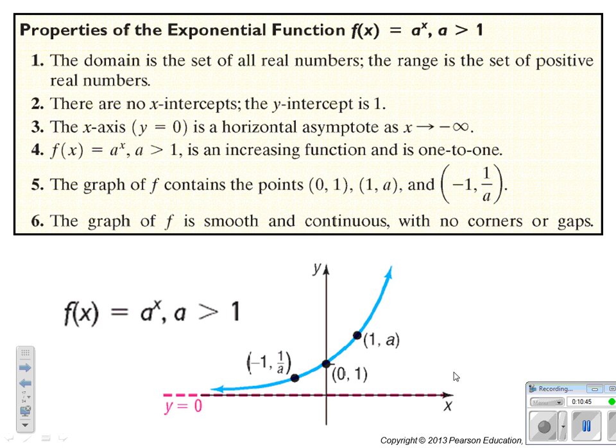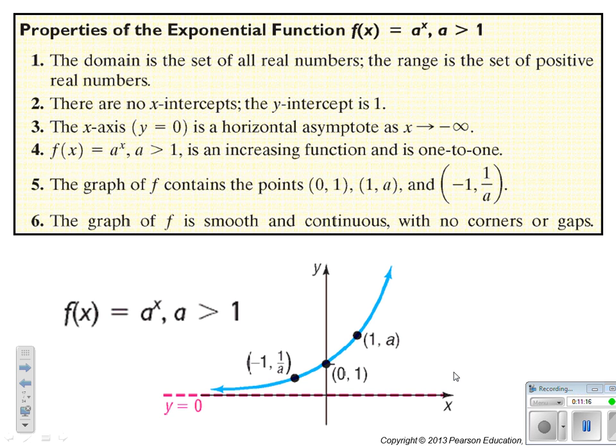All right, so let's write down these properties of the exponential function. If f of x equals a to the x, where a is greater than 1, the domain is the set of all real numbers, and the range is the set of positive real numbers, because even if we put a negative value in, we're only going to get a fraction and not a negative number. There are no x-intercepts, and the y-intercept is 1.